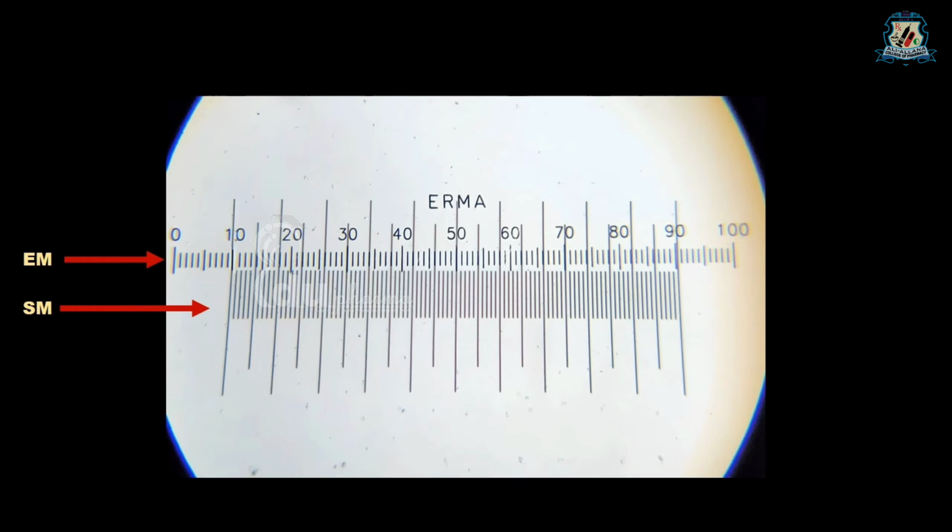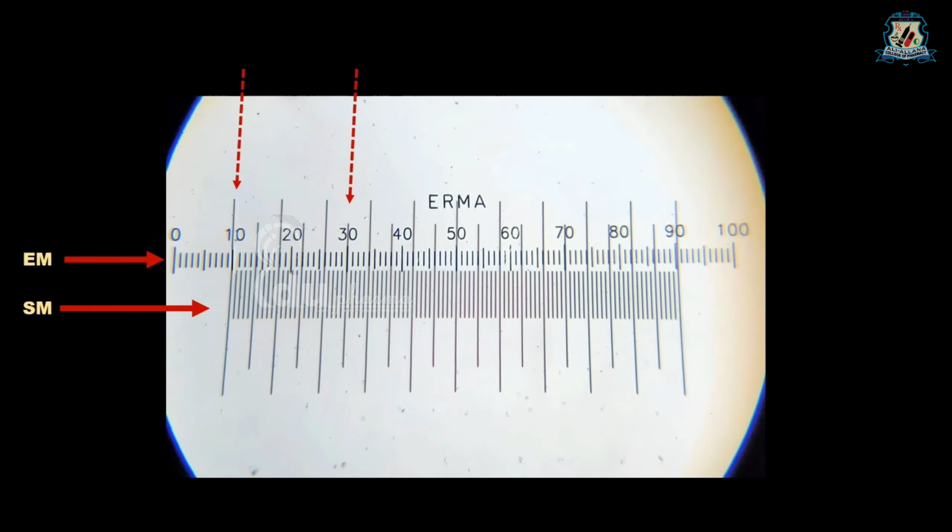Here you need to figure out the actual value of one division of eyepiece micrometer. For that, just find out two lines of eyepiece micrometer completely overlapping the lines of stage micrometer and count the division of both the scales between two overlapping lines. Here you can see these two lines are completely overlapping each other, or you can say superimposed each other. Now count the divisions covering lines for both scales.